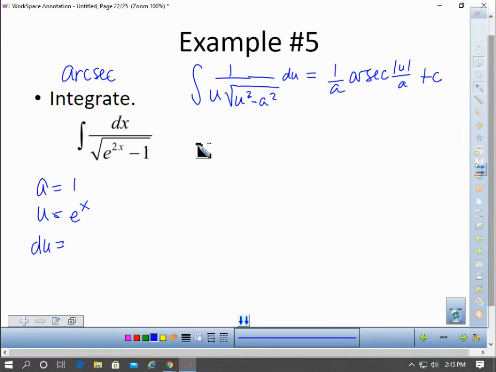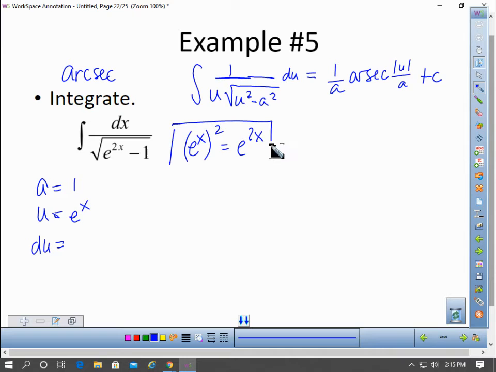All right, so let me just point out here. If you have e to the x squared, when you raise a power to a power, you multiply your exponents, and so that's e to the 2x, just to refresh your memory. So when you raise a power to a power, you multiply your exponents. So e to the x squared is e to the 2x. I just want to remind you of that. So here u squared, to get e to the 2x, I'm squaring e to the x. So that means my u is e to the x.